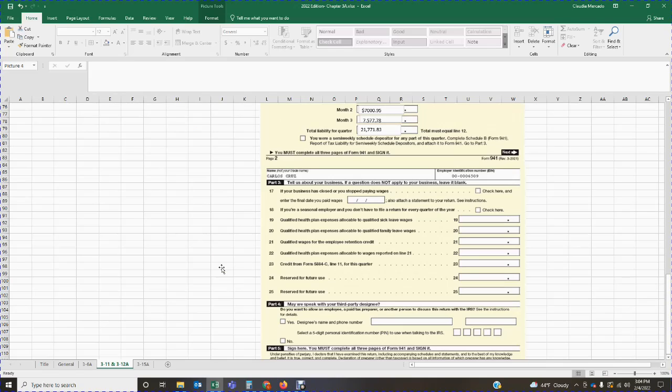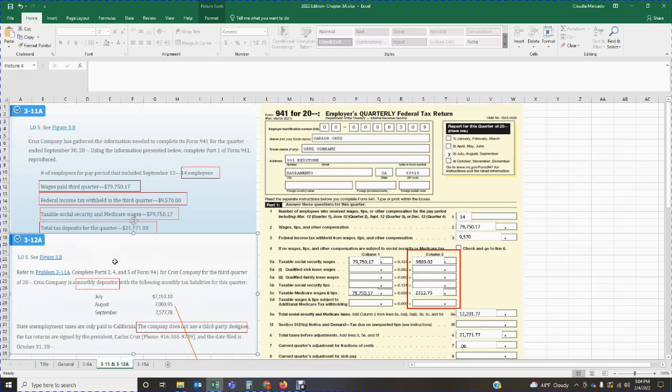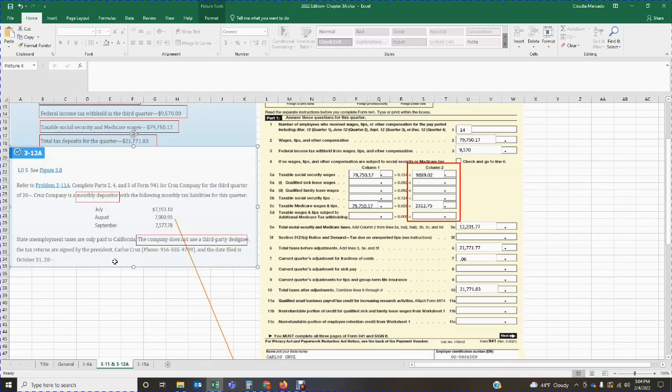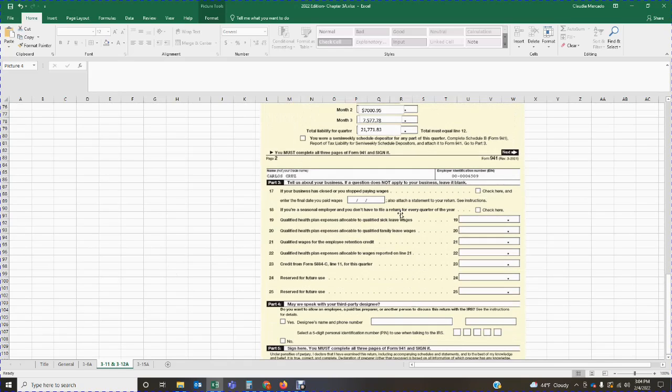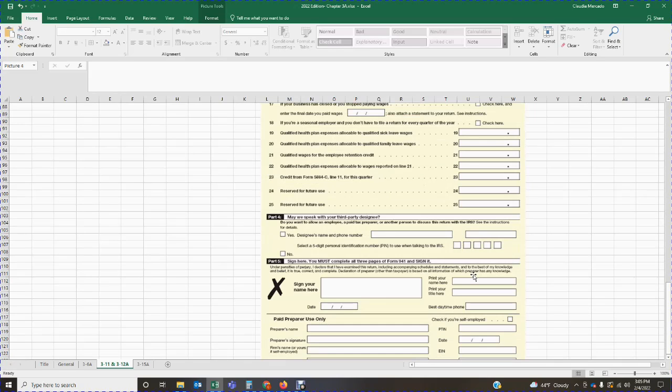So tell us about the business. Has your business closed? No, it has not. And then all of the different items for part 3. Let me just really quickly check part 1, part 2, and part 4. So we don't have to complete part 3. It states so in the problem, but none of these items apply to the problem. So they can just be either left blank or put zeros. Okay, that is part 3. Part 4, may we speak with your third party designee? We put a no there.